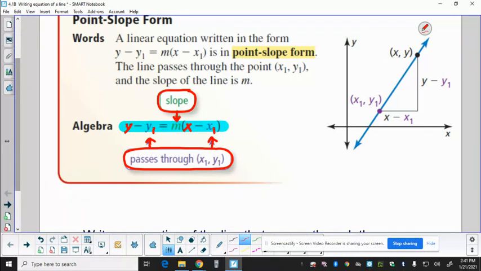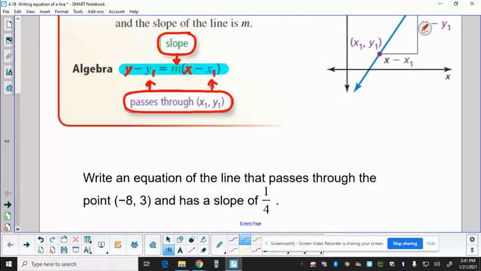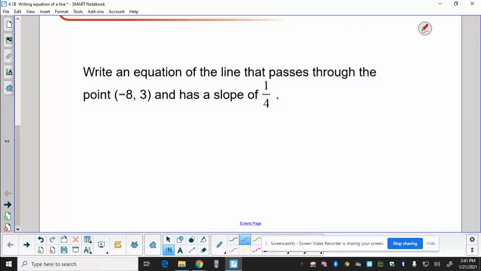So let's try one of these. I'll show you how this works. This says write the equation of a line that passes through the point -8, 3. So right away, what I want you to do is label that that's x1 and y1 and the slope of 1/4. So that's m. So you have a slope and a point. That's why you know you will use the point slope formula.